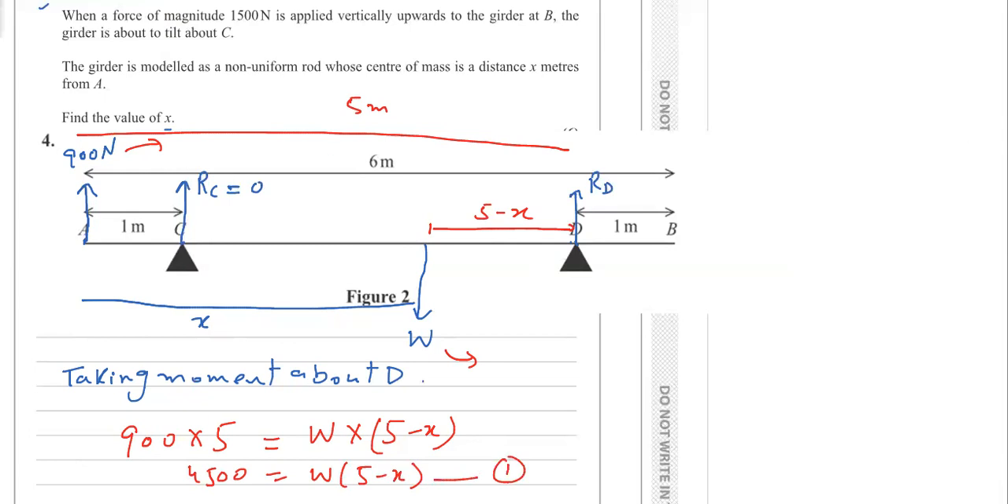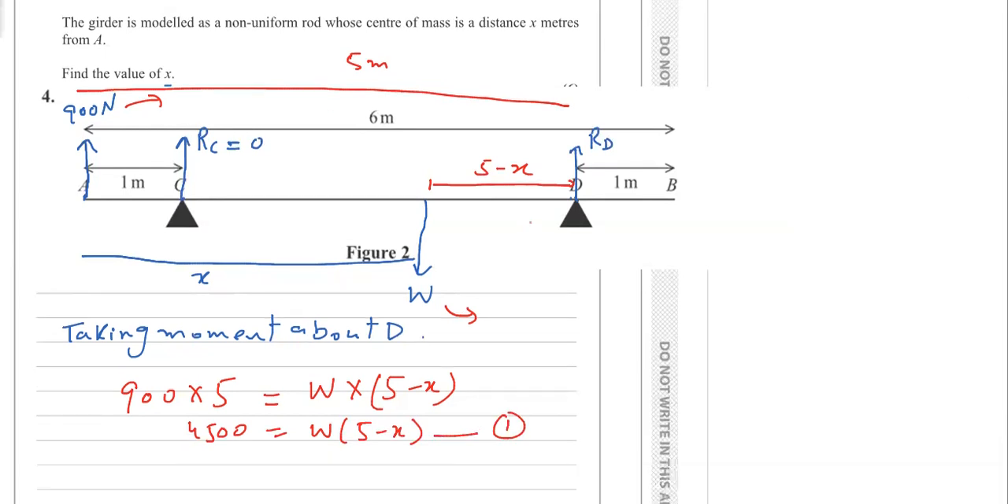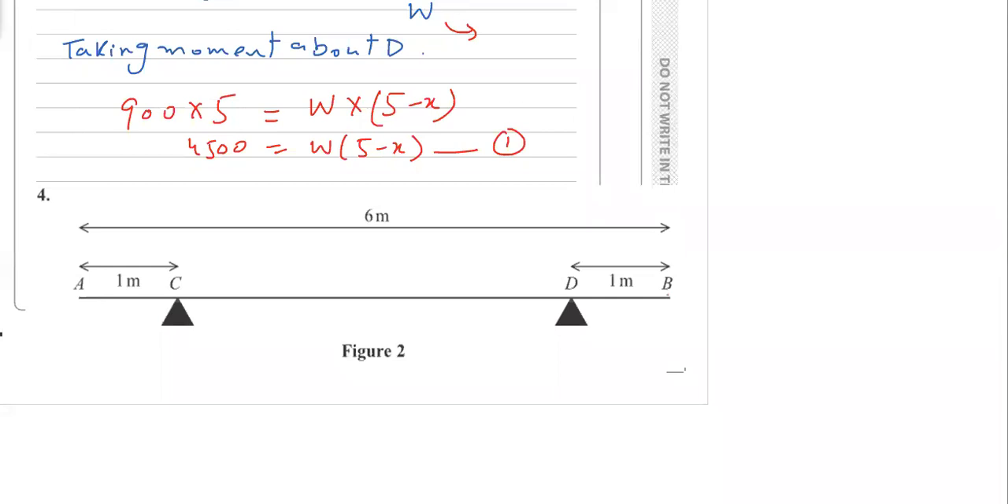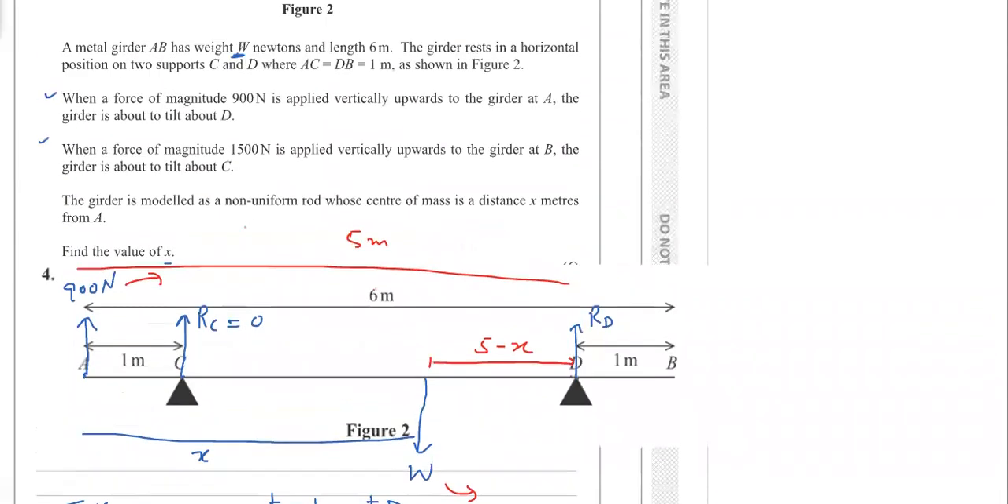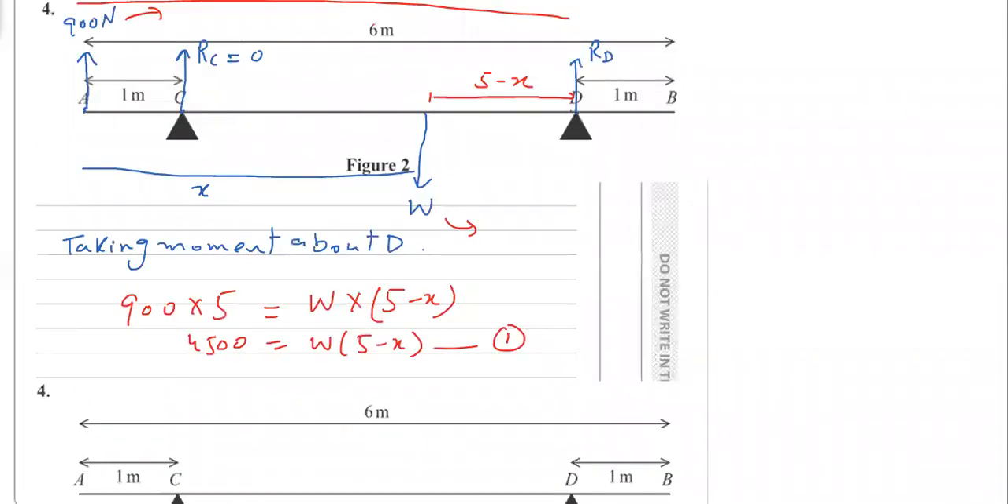Now once again I will take the second case, the second situation. In the second situation, I will redraw the force diagram, because it will take less space. So let's redraw the force diagram. Now the force of 1500 Newton, as per the question, is applied at D, so the girder is about to tilt at C. So let's first complete the force diagram in this case.